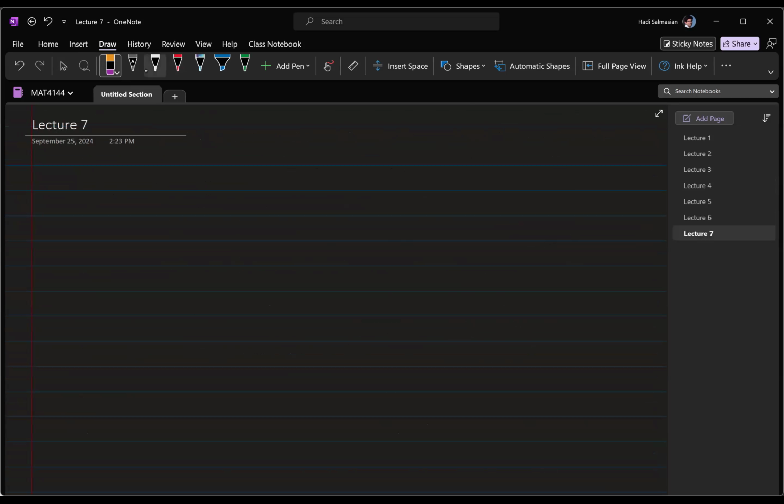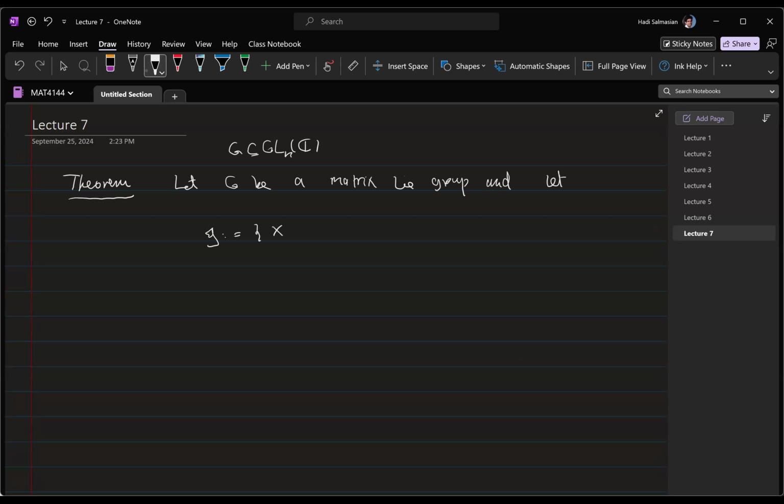All right, so here is the key theorem. Let G be a matrix Lie group, inside GL(N,C). Let fraktur g be the set of elements X in M(N,C) such that for all t in R, e to the tX is in G. Now let X and Y be in g. Then the following properties hold.